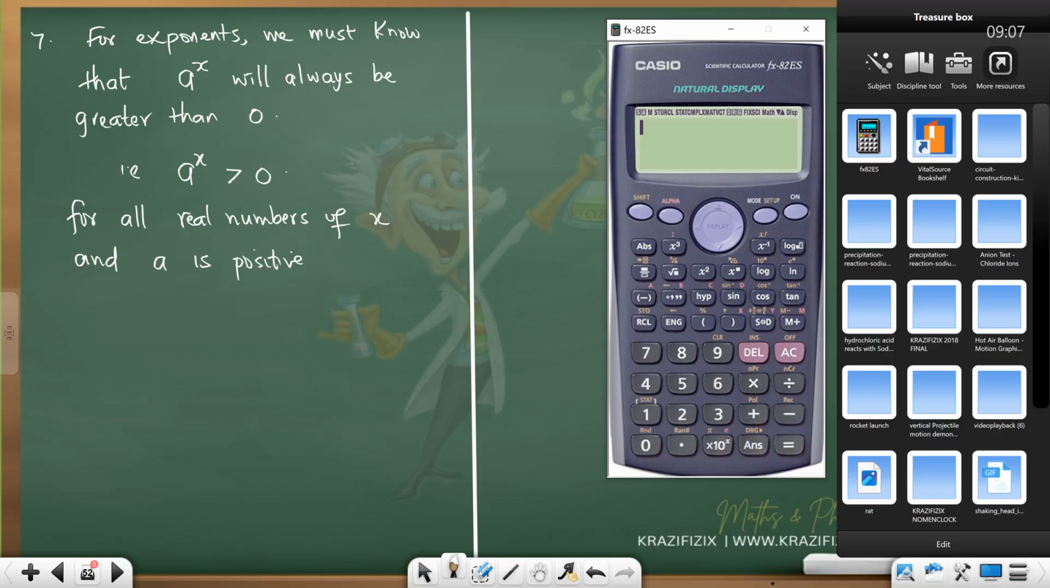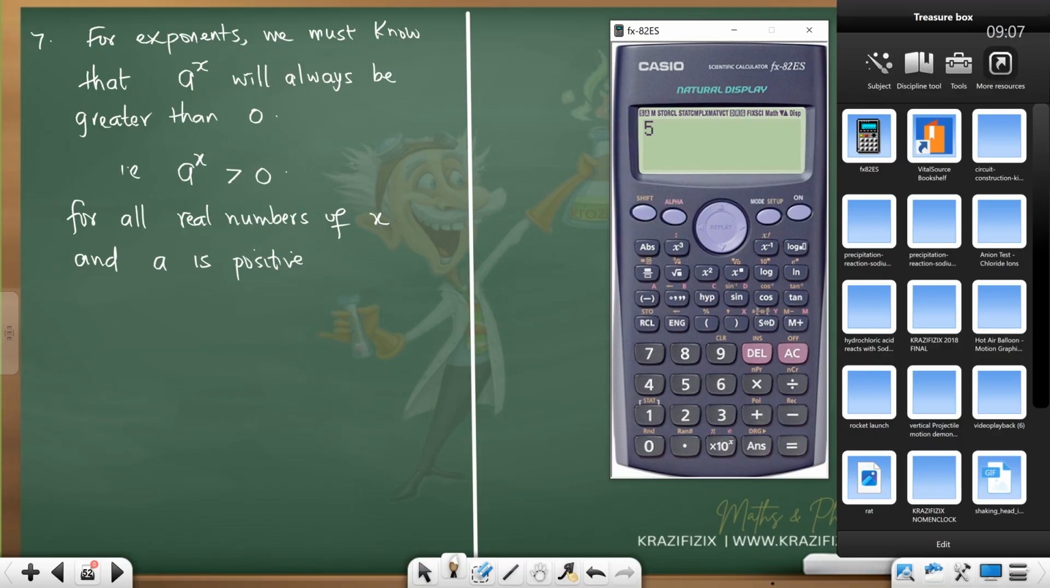I said if a is positive, don't forget. For example, check this. If I tell you 5 to the power of 2, obviously 25, okay? What about 5 to the power of negative 2? Check. 1 over 25, it's still positive. What about 5 to the power of negative 0,00? Check that. It's still positive. So no matter what, as long as the base is positive, that one will always be positive. We spoke about something like that.